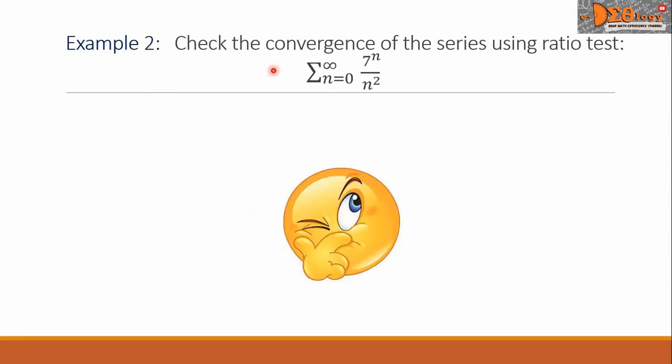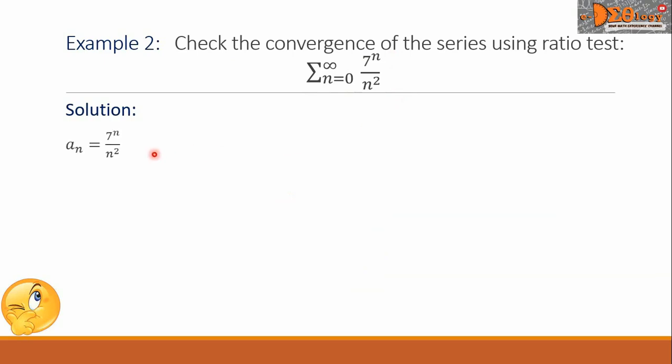Example 2. Check the convergence of the series using the ratio test. We have the summation from n equals 0 up to infinity of 7 raised to n all over n squared. We write first the a sub n, which is 7 raised to n all over n squared, followed by a sub n plus 1. We change all n by n plus 1. So we now have 7 raised to n plus 1 all over the square of n plus 1.